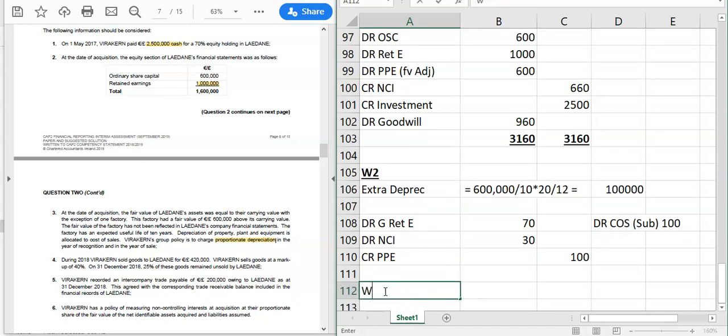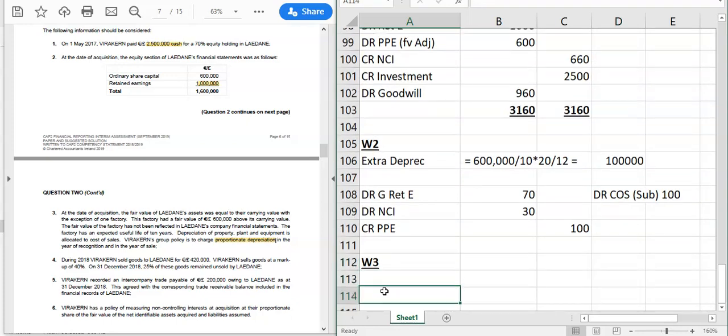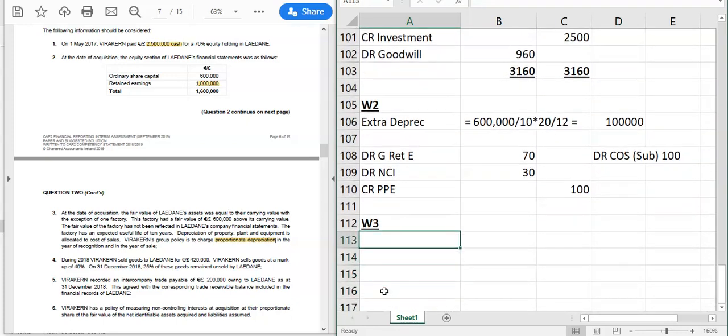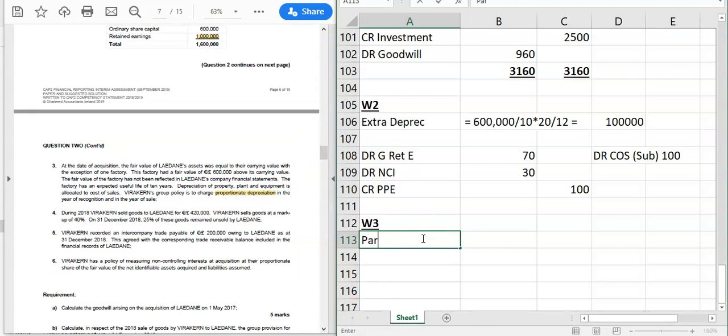Working 3 then, which we're looking at now, is the unrealized profit. So the unrealized profit we're asked in part B, that is going to be here. You're told Veracaran sold goods to the subsidiary. So that's important. The direction is your parent is selling to the sub. Parent is selling to sub.